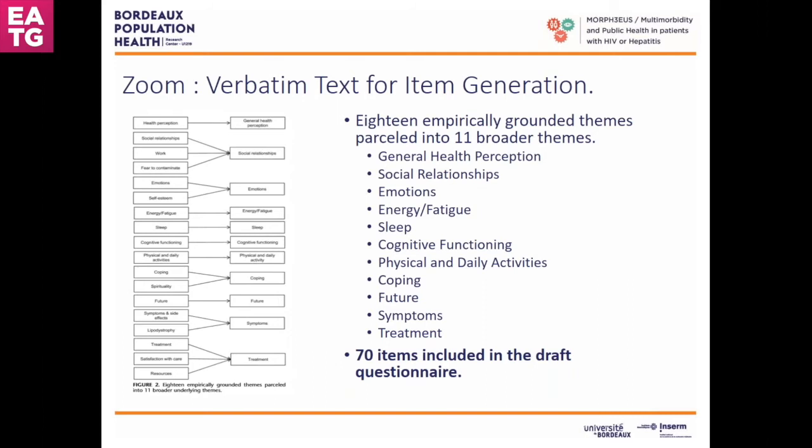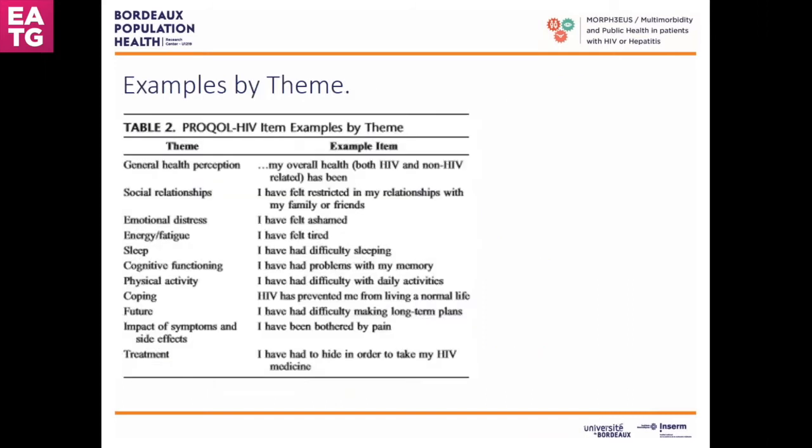And so at this stage in the process, the authors describe what they developed was a draft or source questionnaire, which included 70 items. So it's still quite long in terms of time it would take someone to complete this questionnaire. So now we get into really what we're talking about here.